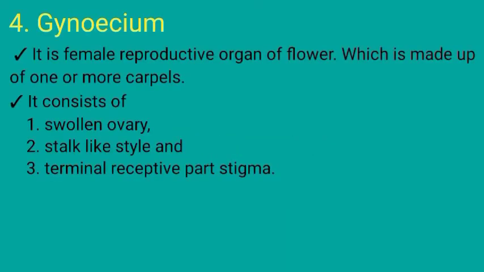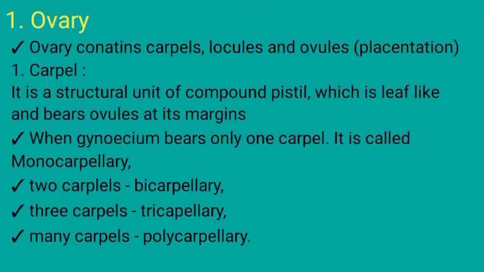Gynoecium. Gynoecium is the female reproductive organ of flower which is made up of one or more carpels. Gynoecium consists of swollen ovary, stalk-like style and terminal receptive part called stigma. The first part of gynoecium is ovary. Ovary contains carpels, locules and ovules.